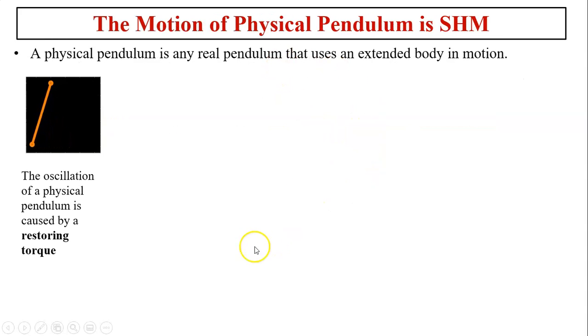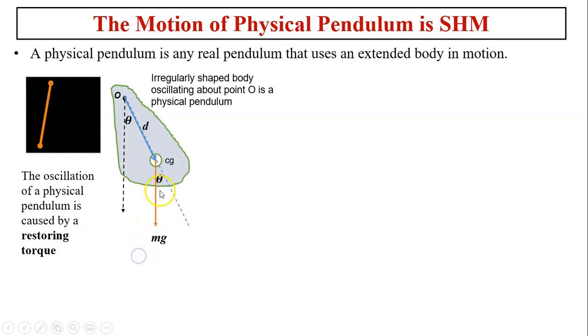The motion of a physical pendulum is simple harmonic motion. A physical pendulum is any real pendulum that uses an extended body in motion. Unlike a simple pendulum, where all the mass is concentrated at the end, in a physical pendulum the mass is distributed throughout. So the oscillation of a physical pendulum is caused by restoring torque. Here the irregular shaped body oscillating about point O is a physical pendulum.